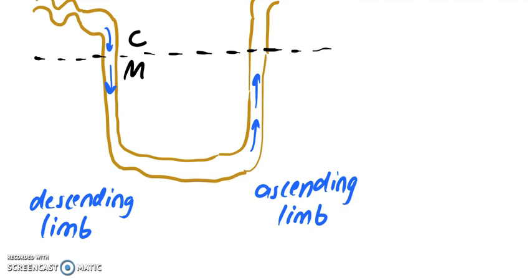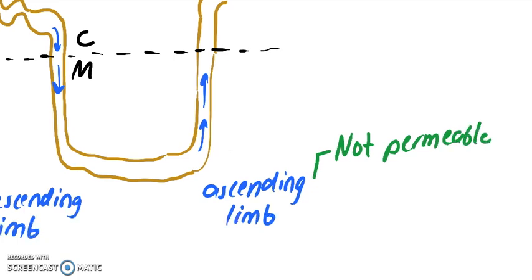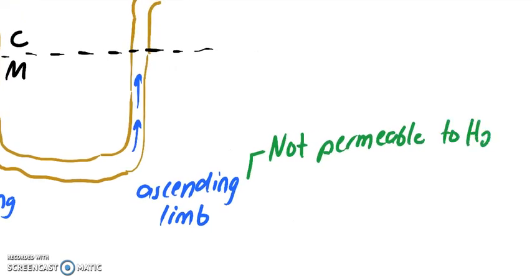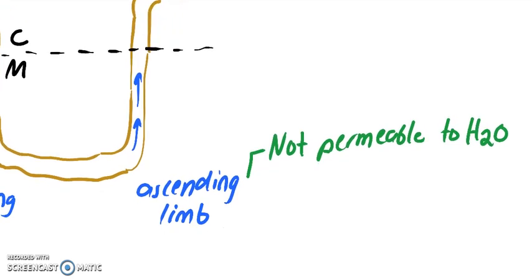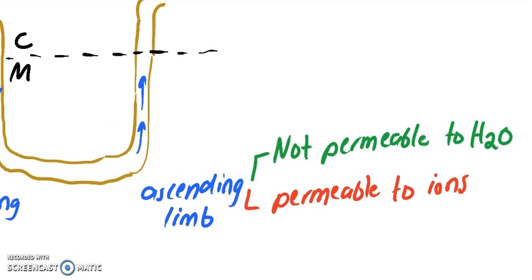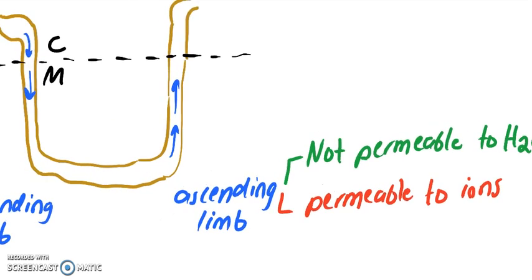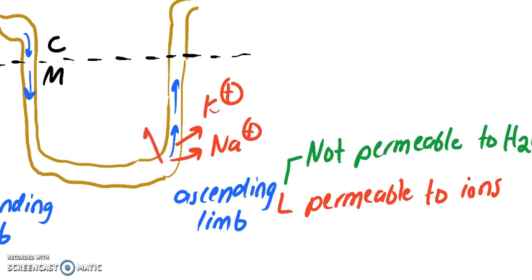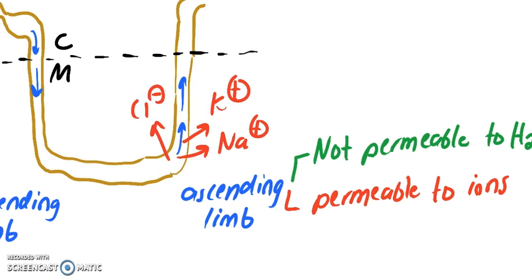This part here is not permeable to water. So water cannot escape in the ascending limb. It is, however, permeable to ions. That means ions can cross through and exit. So let's see here. Some examples we mentioned were potassium, sodium, and we also have chloride ions.